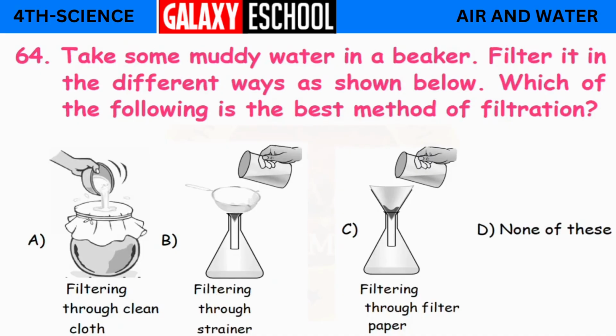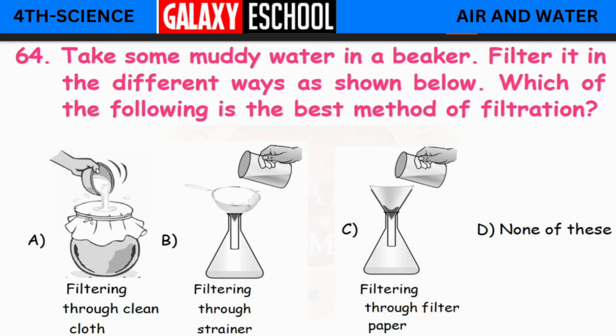Take some muddy water in a beaker. Filter it in the different ways as shown below. Which of the following is the best method of filtration? So you have taken muddy water in a beaker and we are going to filter it in the different ways as it is there in the figure. See here. Which one is the best method of filtering water, which is called filtration?